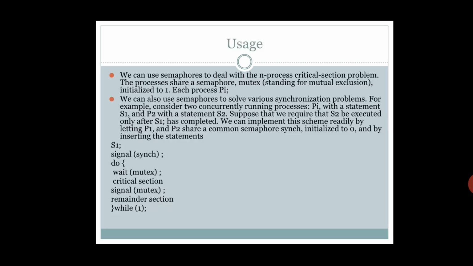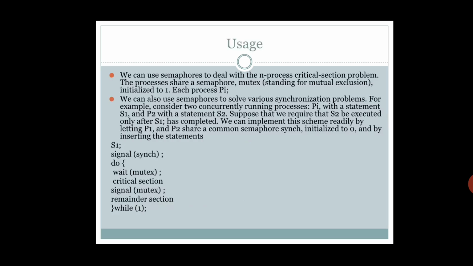Fine. Now you can concentrate on usage. We can use semaphores to deal with the n-process critical section problem. The processes share a semaphore mutex, standing for mutual exclusion, initialized to 1. For each process Pi, how exactly can you do it? It is in the program code, which you can see later.